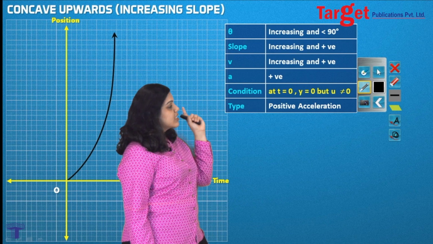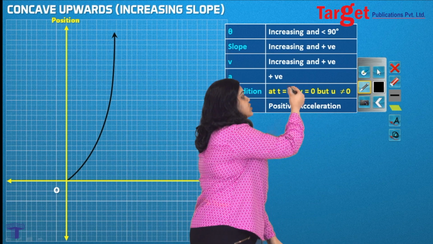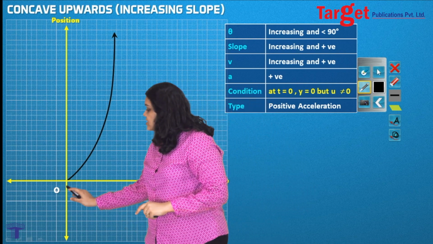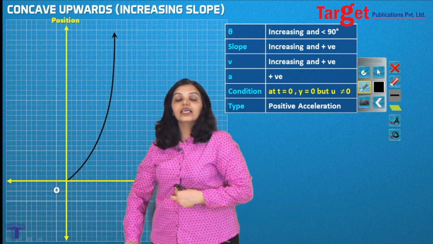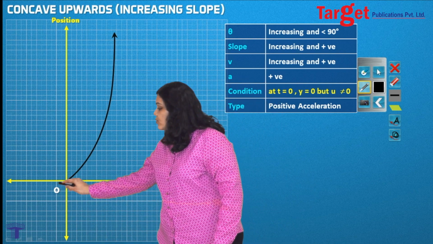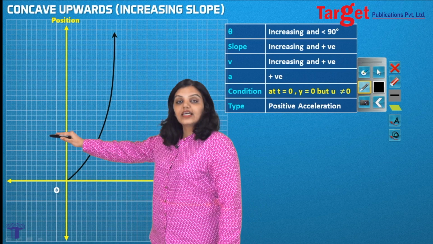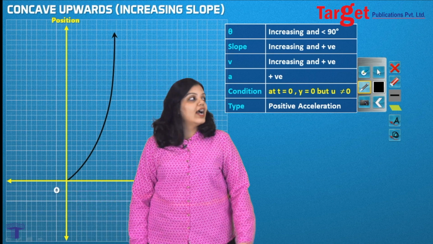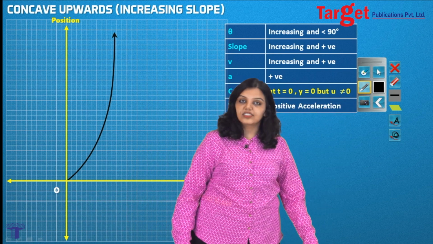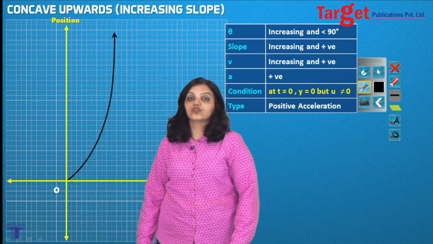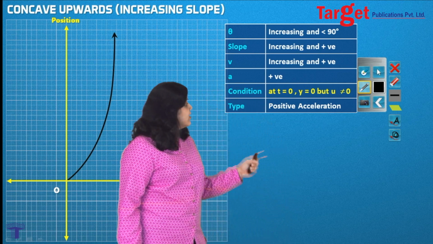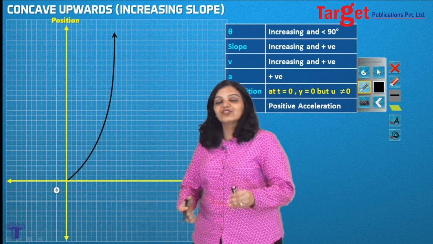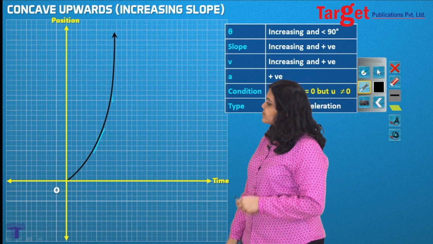Look at the condition. The only part that has changed is that now at t is equal to 0, y is also 0, because at t is equal to 0, the graph is beginning from the origin. So y is also equal to 0. Before it was y is equal to y naught at t is equal to 0. Now it's y is equal to 0. And again, the initial velocity is not 0. As you can see, this graph is also not flat at the origin. Finally, this type of graph is also representing positive acceleration because the slope is increasing.